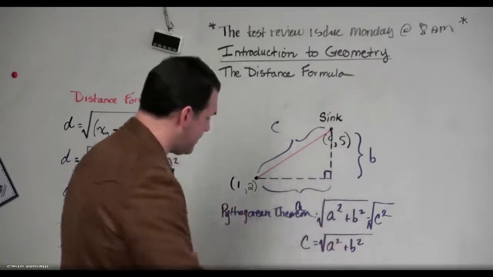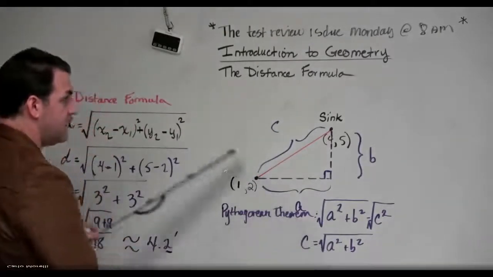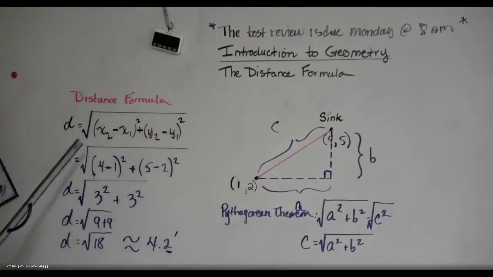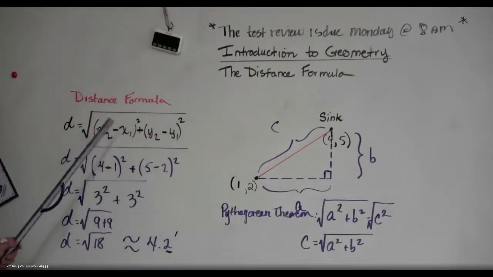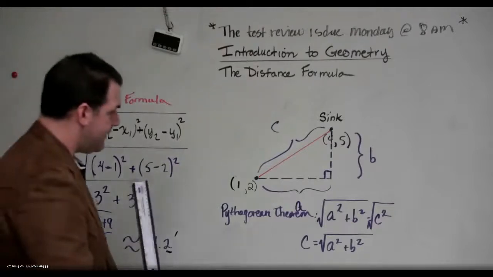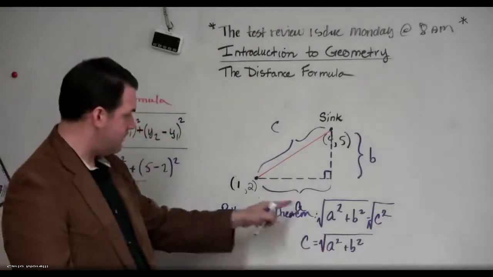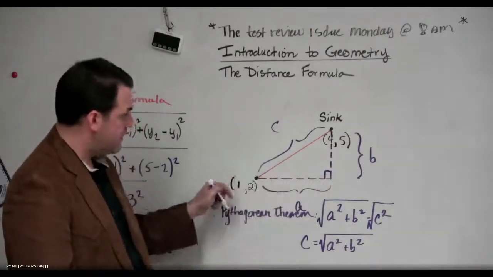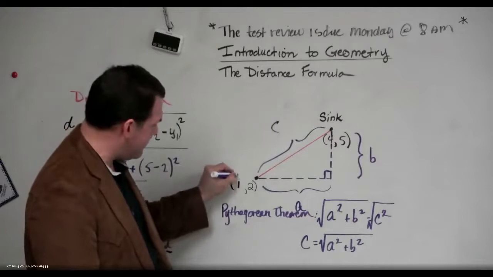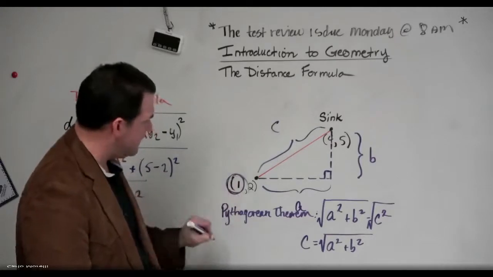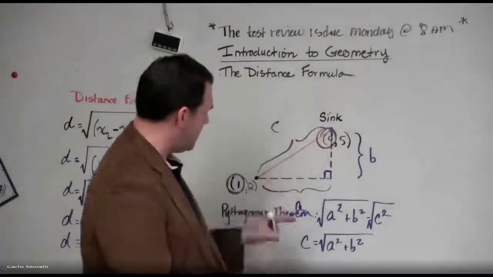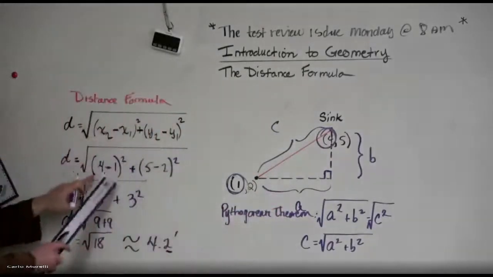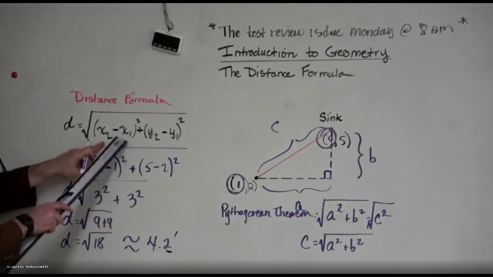Now you should notice this is already starting to look like the distance formula. So now you're saying, but wait a minute, where are the x2, x1, y2, y1? Well, you tell me. The a value is the total distance from here to here. So that means it's the distance between this 1 and this 4. Well, what's that distance? 4 minus 1. It's the difference in the x values.